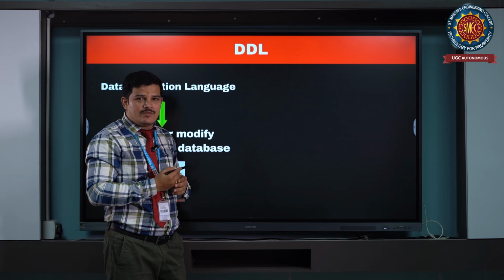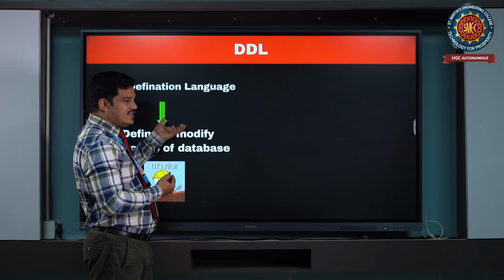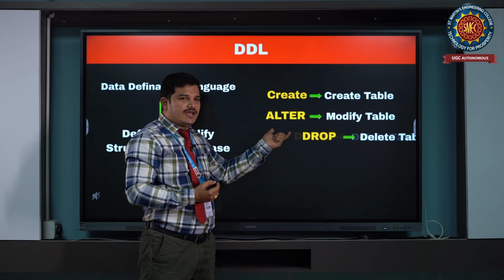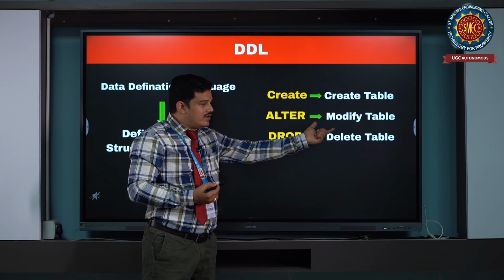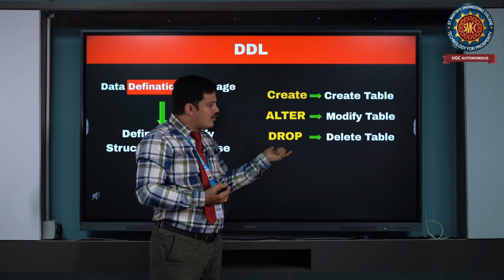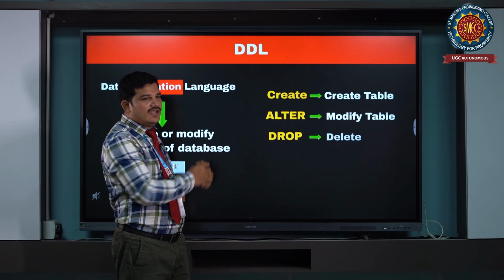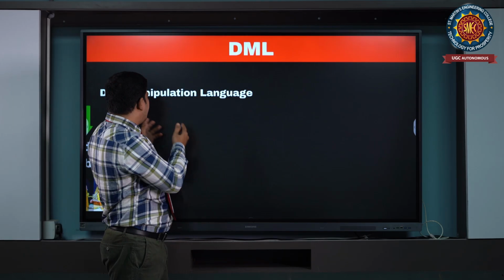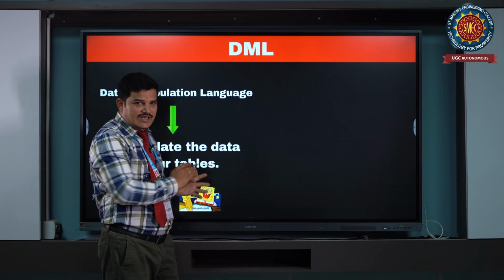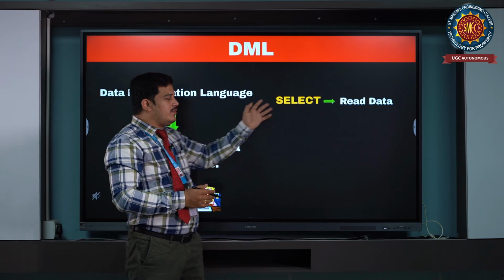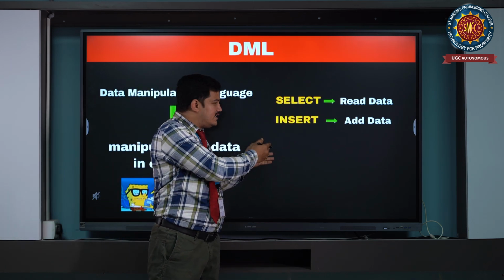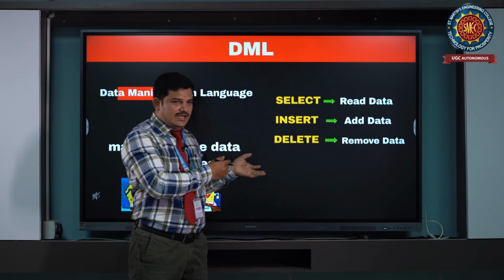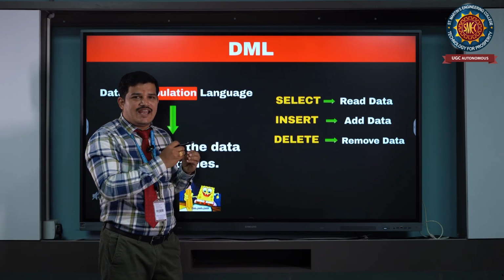This is known as DDL, DML, DCL commands. DDL stands for data definition language, which defines or modifies the structure of the database, containing create, alter and drop. Creating the table, altering the table means modifying the table, and drop means deleting the table. This is what we learned in DDL. Coming to DML, DML stands for data manipulation language. It states that we are manipulating the data in our particular table. In that there are select, insert, update and delete. This is how we read data, add data and remove data. This is how DML, data manipulation language, works.